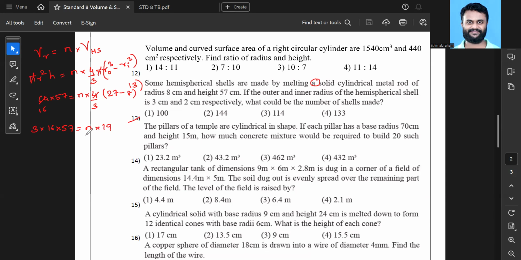Now, is there any possibility of cancellation? 19 into 3 is equal to 57. Yes, absolutely. So 16 threes are 48. 48 threes are 144. Sir, how did 64 become 16? Somebody was asking, how did 64 become 16? Cancelled with 4. Okay. 13th problem, option number 2 is your answer.